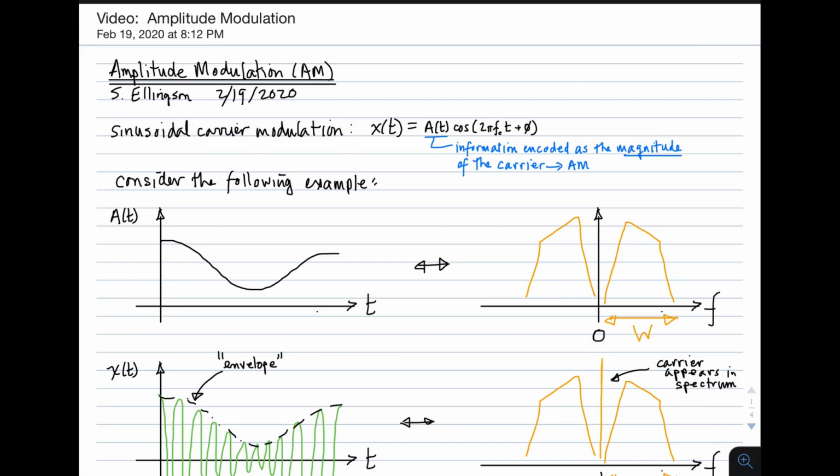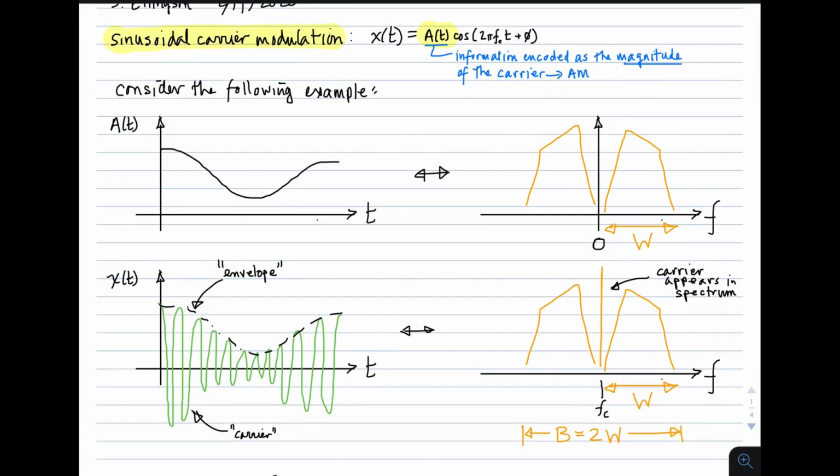Amplitude modulation is a form of sinusoidal carrier modulation, and by that we mean modulations which send information by manipulating either magnitude, frequency, or phase of the waveform. In the case of AM, we send information by manipulating the magnitude of the carrier.